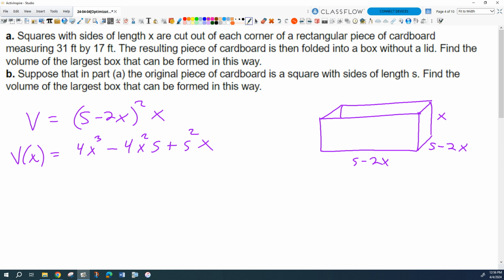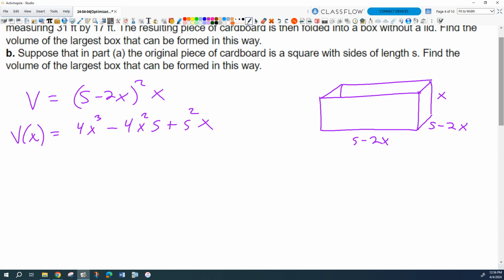Well, I know what's messing with you guys is that s is in there. s is not a variable. s is a constant. Do you just do the derivative? So say it again. Do the derivative? Just do the derivative, right, like we normally do.